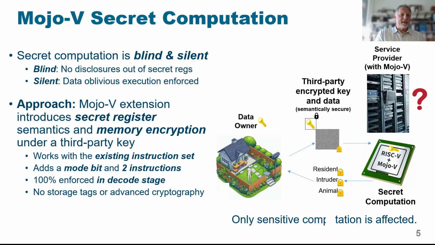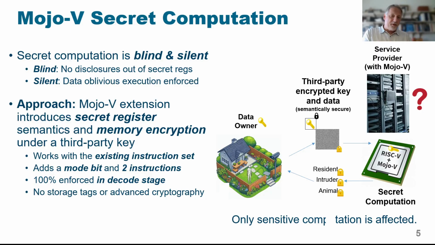Mojo-V is designed to be deployed and used, and to be efficient and easy to program. Okay, so it has a very small footprint on the underlying RISC-V hardware. It works completely with the existing instruction set. Once you turn on the secret registers, the way you compute out of secret registers is just using the RISC-V instruction set. It adds a mode bit to turn this capability on and off, and a program can turn it on, use it for a while, and turn it off.